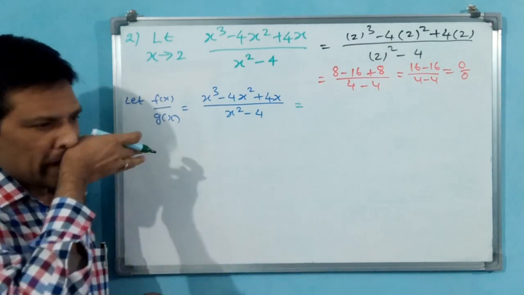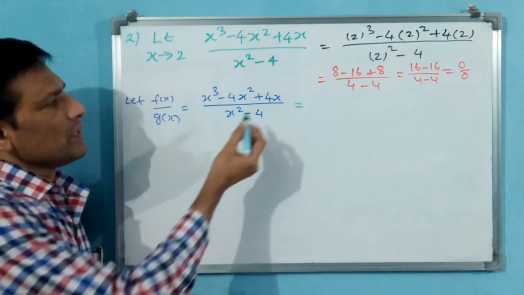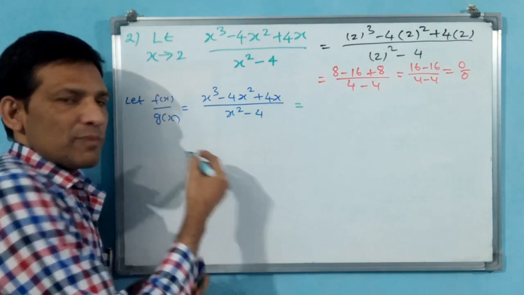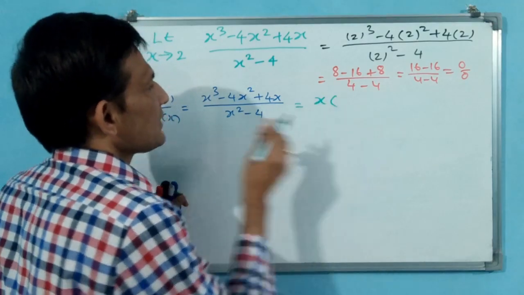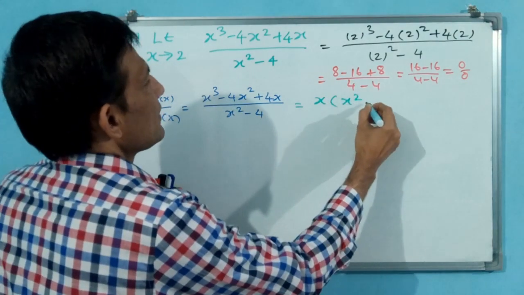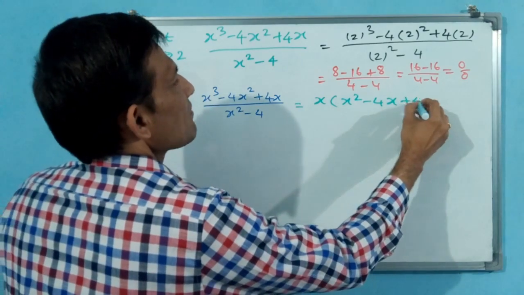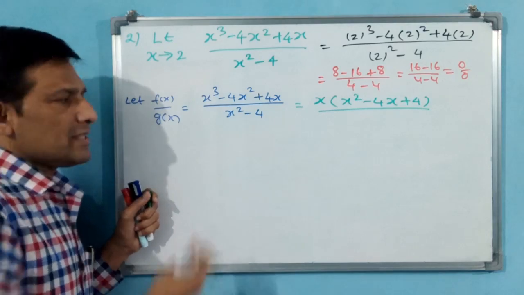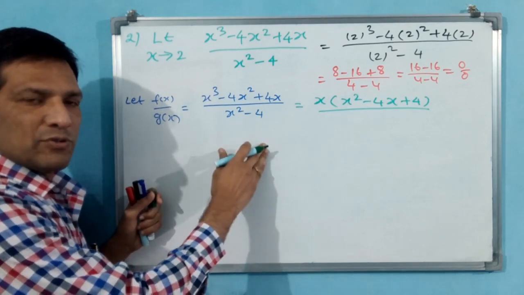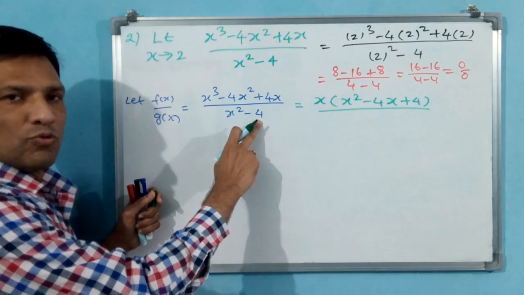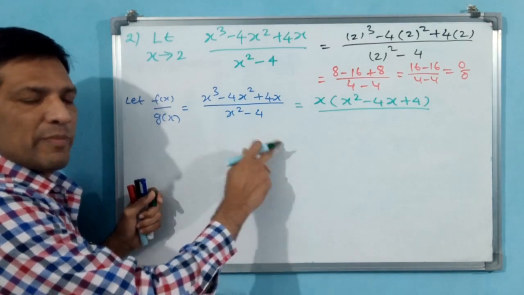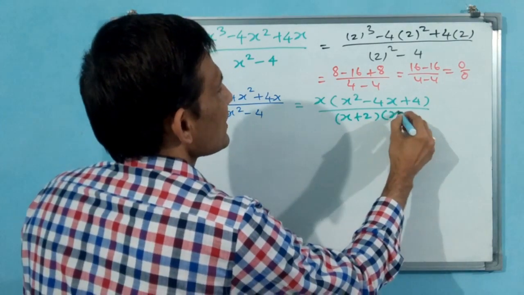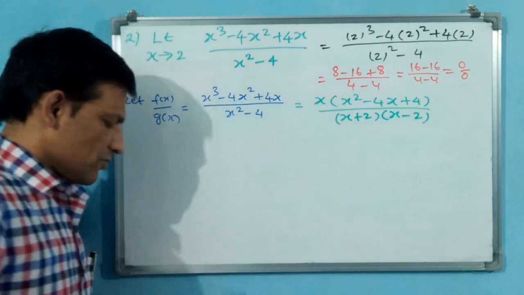These procedures are steps you have to take very carefully. Which is the least power here? x. The least power you take common. I have taken x: x times x square minus 4x plus 4, divided by this. The denominator we can directly make as a square minus b square: x square minus 2 square, a plus b into a minus b, so x plus 2 into x minus 2. Is it okay?